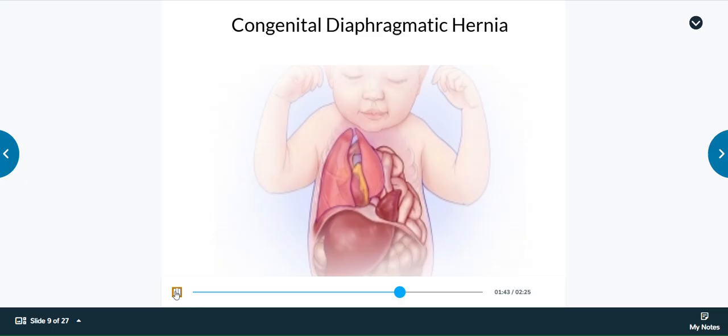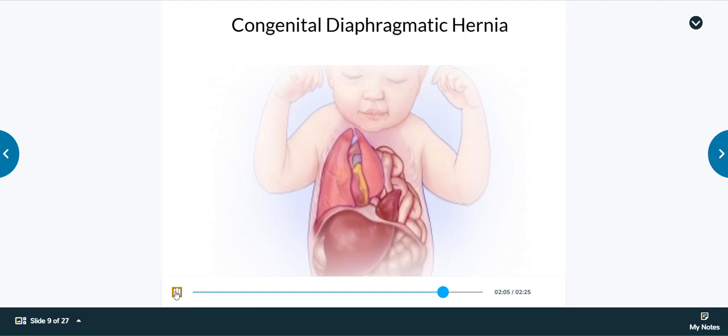They'll be on ECMO, and as soon as they're stable, they're going to get surgery to fix that hernia in the diaphragm. These babies, when they're vented, are going to be on high frequency oscillatory ventilation. So you'll see their respiratory rate is like 200 to 300 breaths per minute.